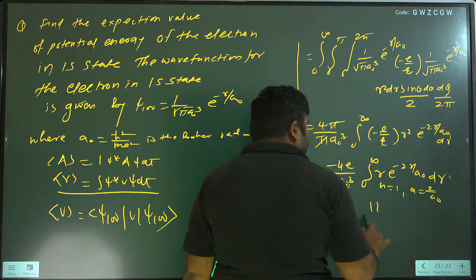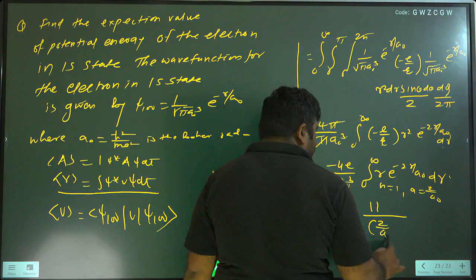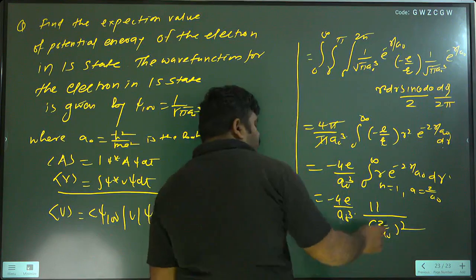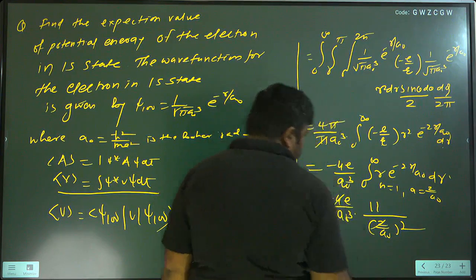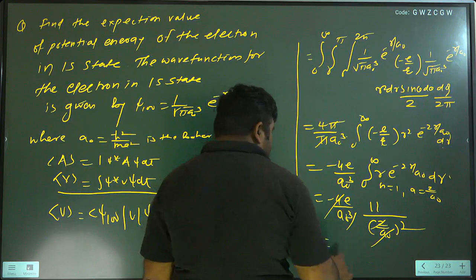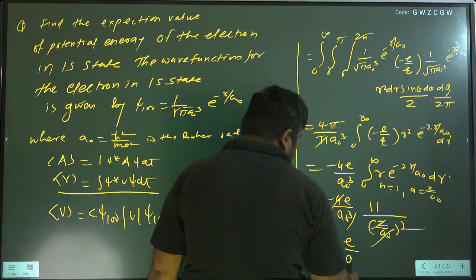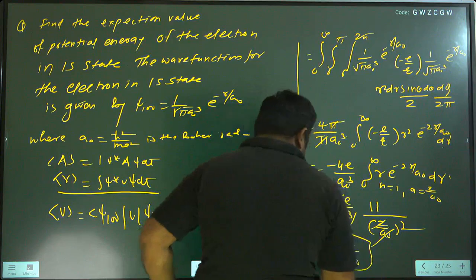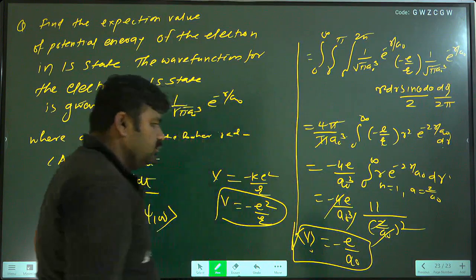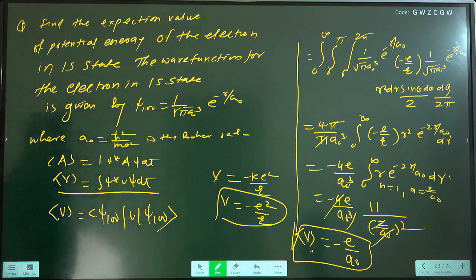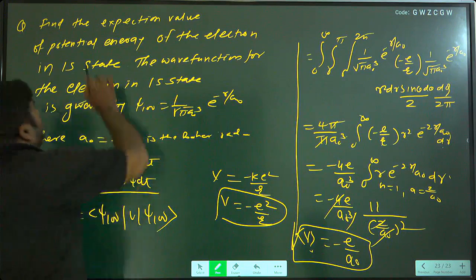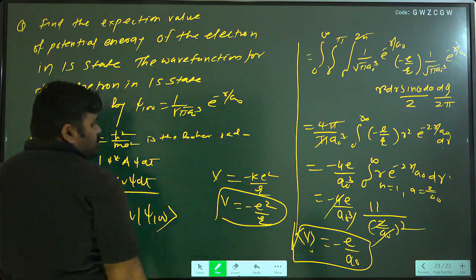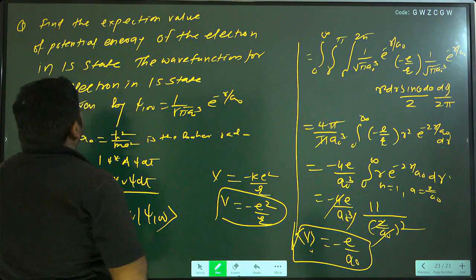Substitute it here, 1 factorial upon 2 upon a naught bracket is to the square, because n plus 1. Okay. 4 gets cancelled. 1 gets cancelled. This is equal to how much? Minus e upon a naught. Expectation of V is equal to how much? What is the expectation of potential energy? Find the expectation value of potential energy. The expectation value of potential energy is minus e upon a naught.